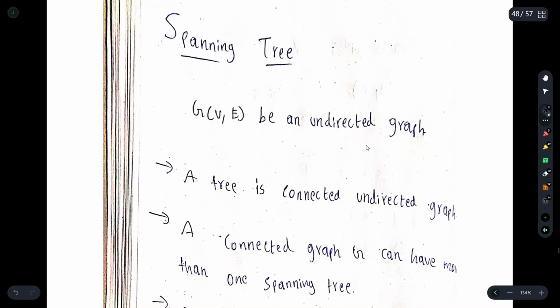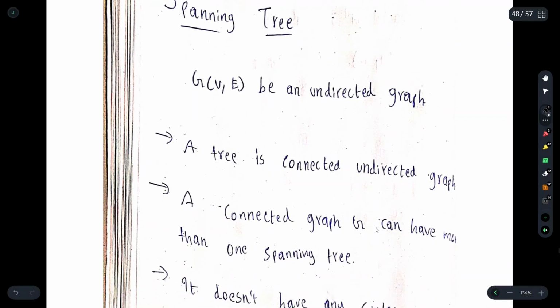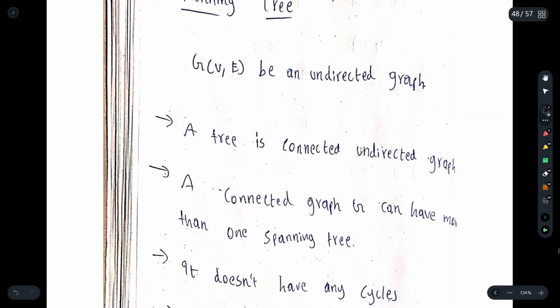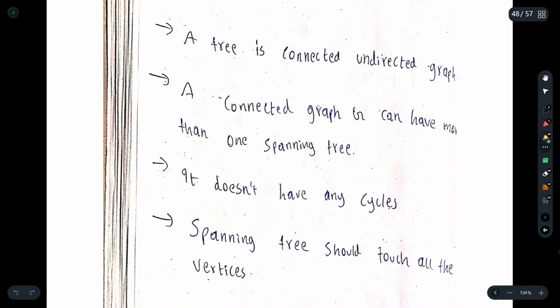Yeah, so now we will discuss the spanning tree. Basically, a spanning tree is something we use if we need to decide some route to reach a goal state. A tree is something like an undirected graph, a connected undirected graph. A connected graph can have more than one spanning tree.